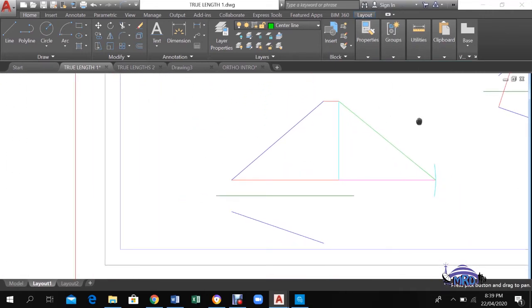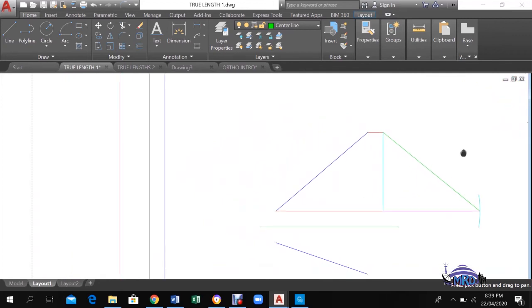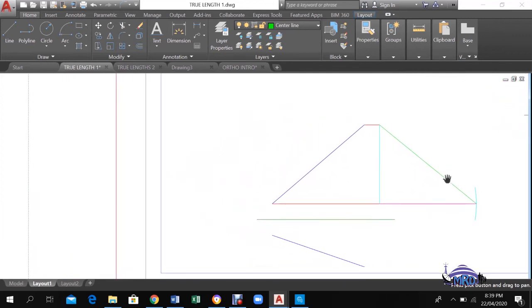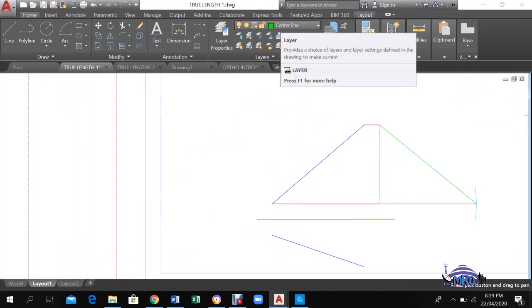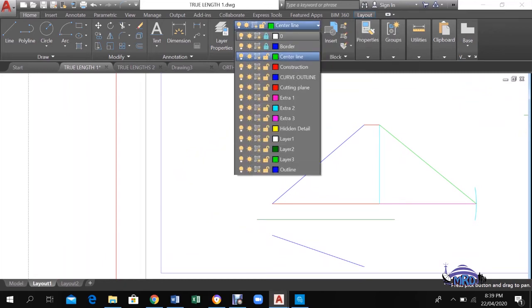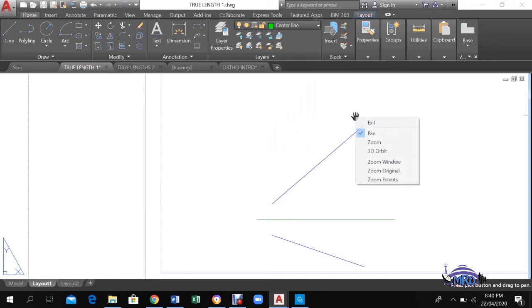Example number 2 is called the triangulation method, and it just uses the construction of a right angle triangle to assist you with determining the true length. But we know the drill, so we will take off some of these lines to allow us the opportunity to see what we're doing just a little bit better. So once I've removed these lines, then we should be able to explore the construction.